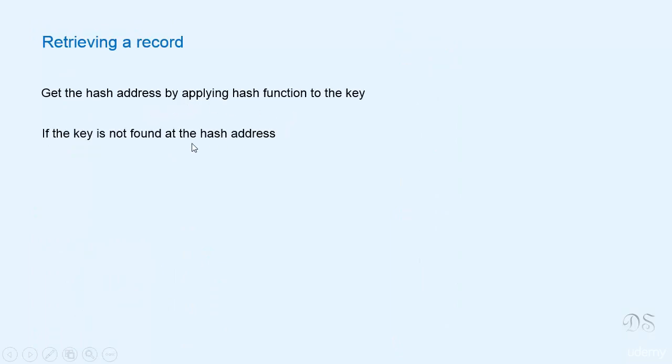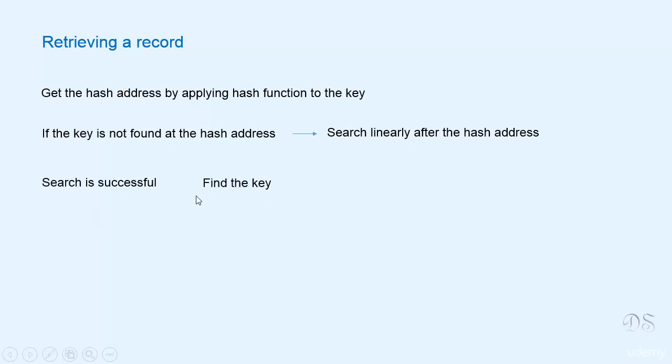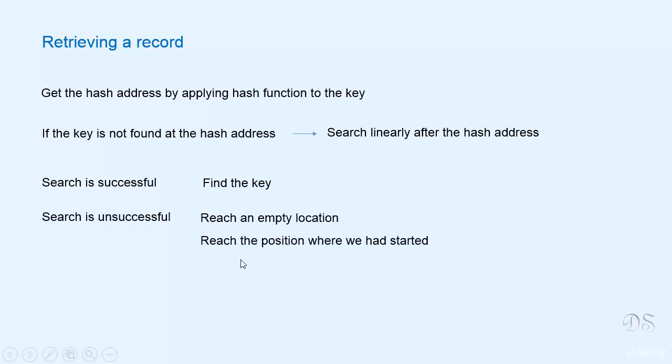For retrieving a record, first we'll get the hash address by applying the hash function to the key. Now if the key is not found at the hash address, then we'll search linearly after the hash address. The search is successful if we find the key, and the search is unsuccessful if we reach an empty location or we reach the position where we had started.